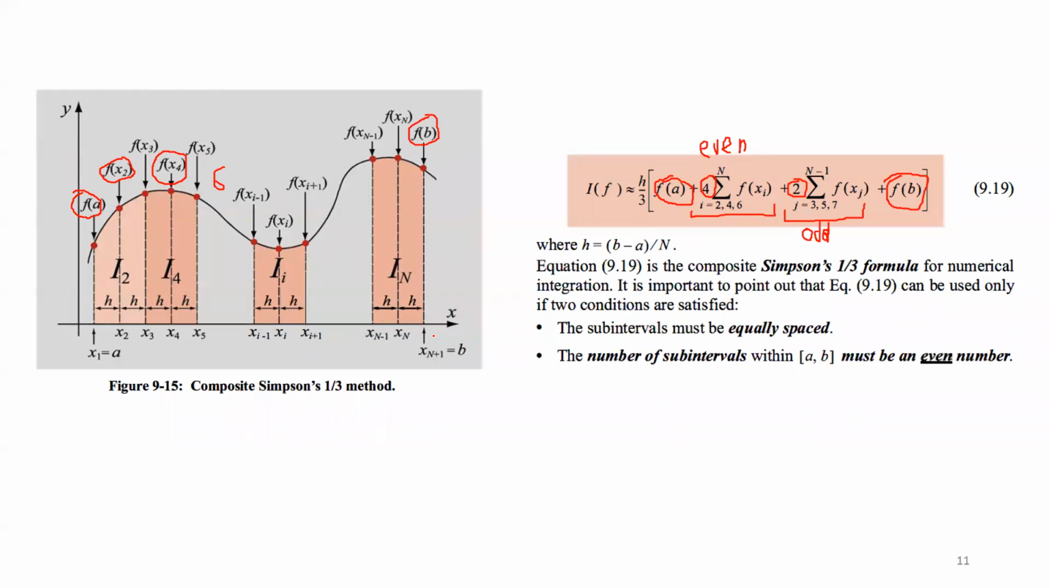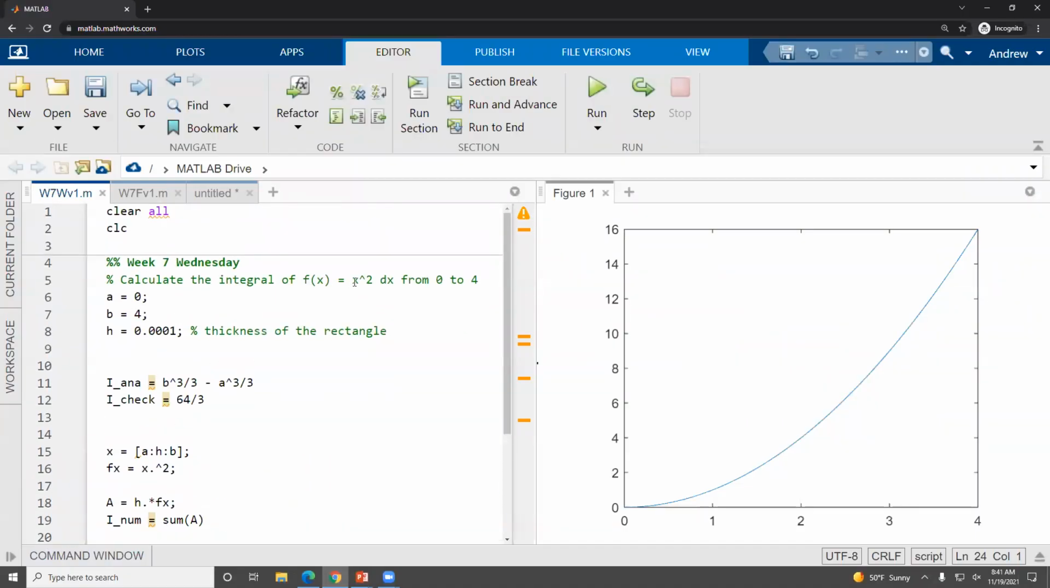Chapter 9. So remember, we're trying to integrate, what's our function? X squared from 0 to 4. Right? X squared from 0 to 4.